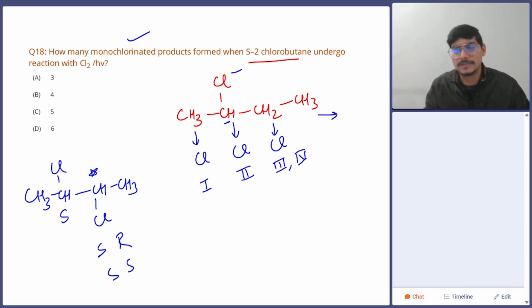And finally, if you replace this hydrogen by chlorine, that will not lead to more than one product, because there is no chirality introduced in the molecule. So the correct answer in this case is going to be 5.